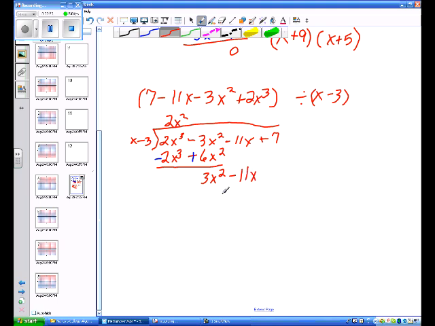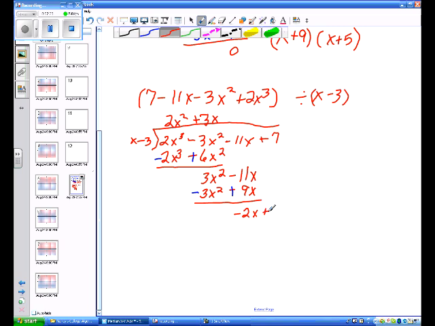Well, x times what is 3x squared? Well, 3x, and the signs are the same, so it's a plus 3x. Then we multiply. 3x times x is 3x squared. 3x times negative 3 is negative 9x. We're ready to subtract, so we have to remove our parentheses, and that will change our signs. We get 0. Negative 11x plus 9x is negative 2x.